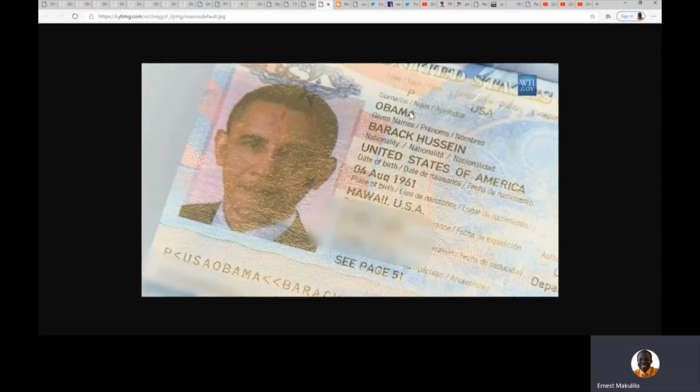So let's give some examples. This is Barack Obama. His name is Barack Hussein Obama. The given names are the first and middle name, and the surname, which is the last name, is Obama. So the last name will be Obama, the first name will be Barack, and the middle name will be Hussein. That's how it is.